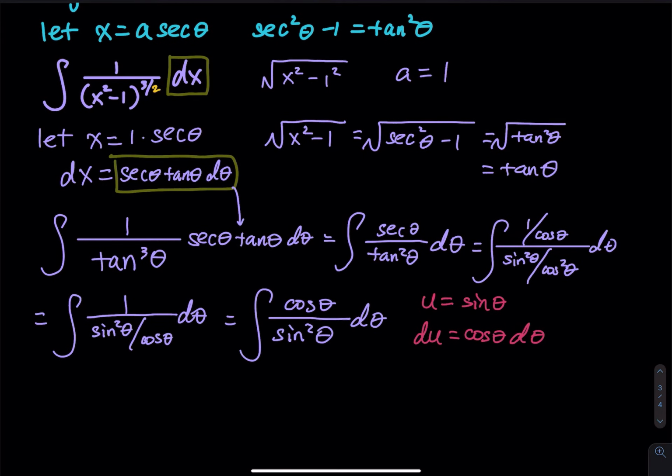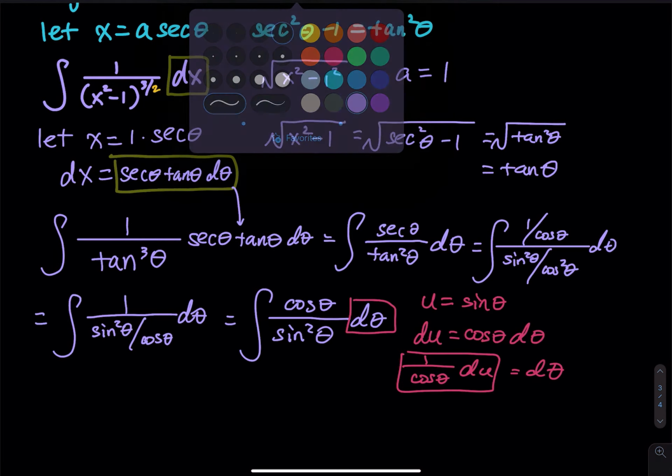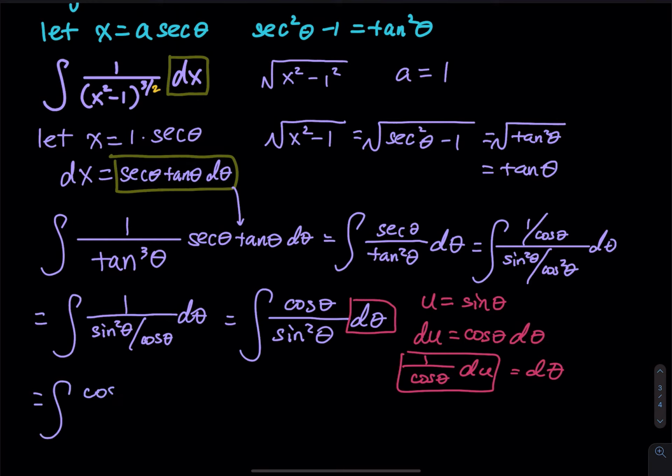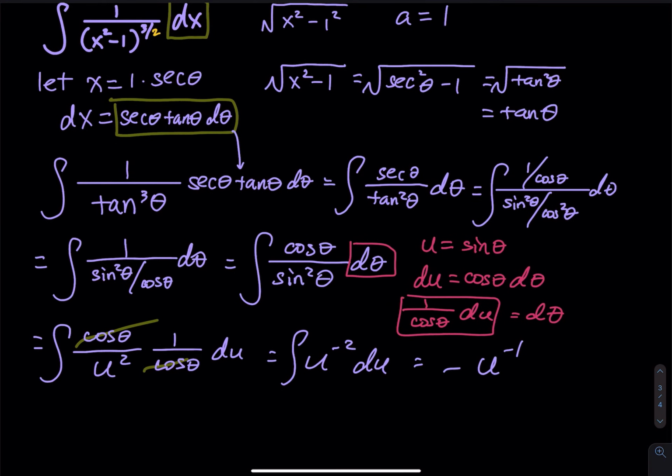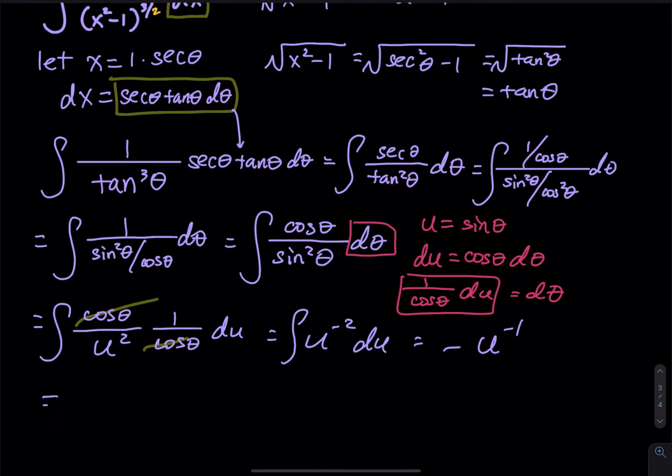Now, 1 divided by cosine du is equal to d theta. So this du is going to replace that d theta. And then we have a cosine of theta. The bottom is u squared. And then 1 divided by cosine du, the 2 cosines got cancelled. So 1 divided by u squared, that is u to the negative 2, right? And then when you integrate that, u to the negative 2 du, that is equal to u to the negative 1, and then there is a negative in front of it. And then you put the theta back, then you will end up with negative sine theta raised to negative 1.